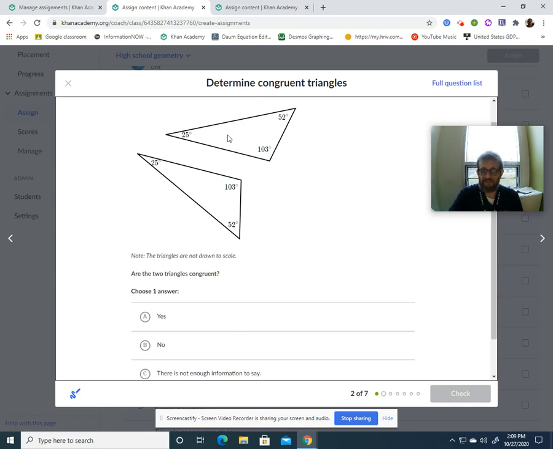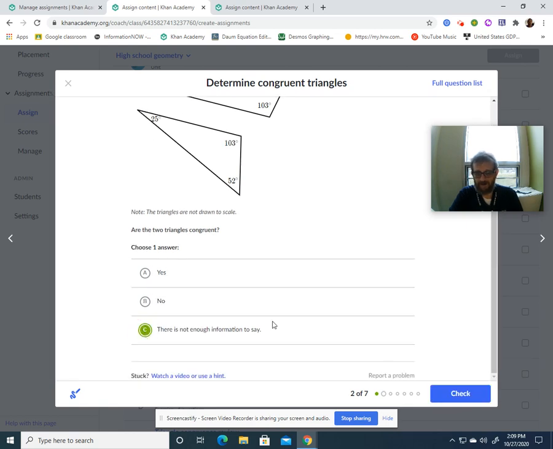We have no reference to the side. Now, if they told me this side was 3 and this was 6, then I would know they weren't congruent. But I don't have enough information. I know they're at minimum similar, but I don't know for certain if they're congruent because I have no side references. In order to talk about congruence, you're going to have at least one side being equal. So there's not enough information.